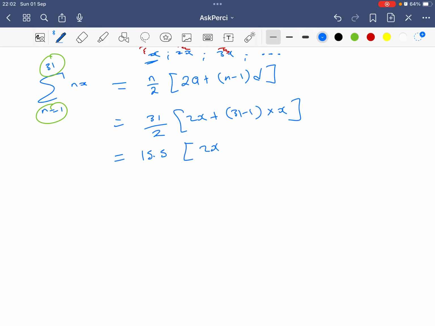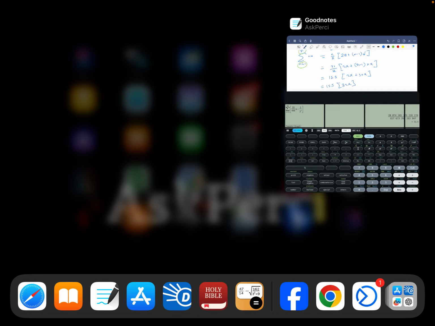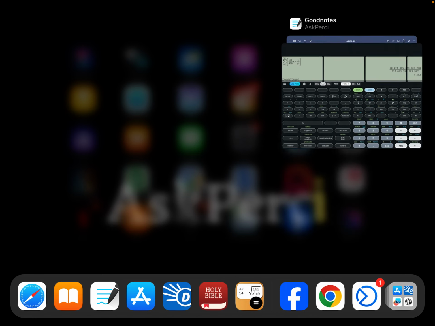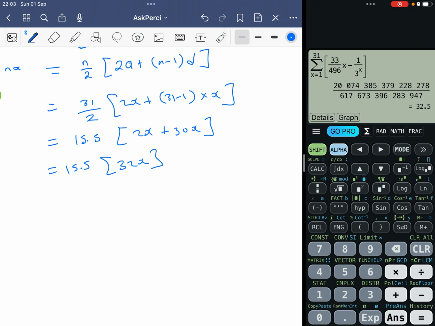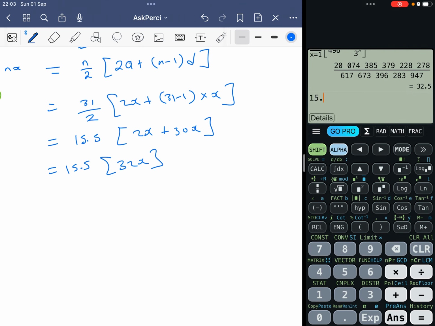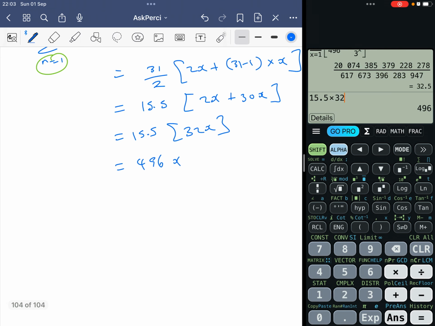Great. And 2x, 31 minus 1, that is 30, so you have 30x, times 15.5. 2x plus 30x is 32x. And then 15.5 times 32. Let me bring my calculator. Okay, I don't need to do this by head. There we go. So 15.5 times 32 is 496 times x. So the sum of all of these is equal to 496 times x.